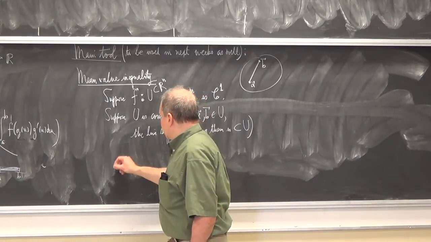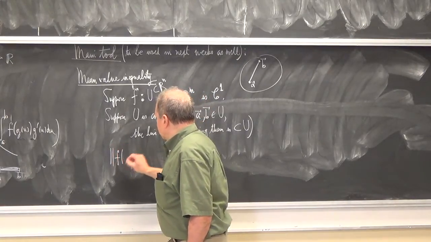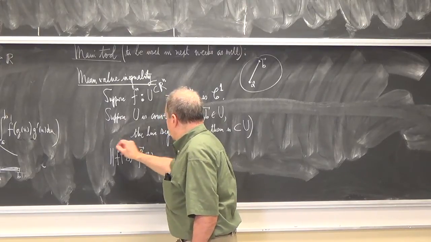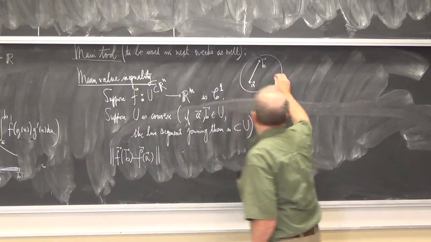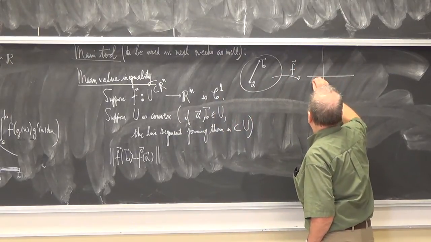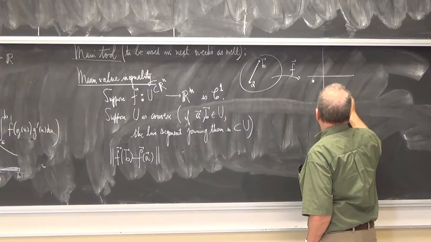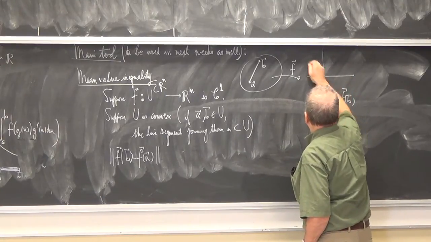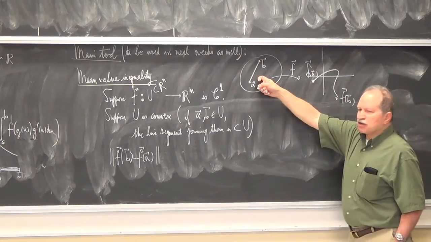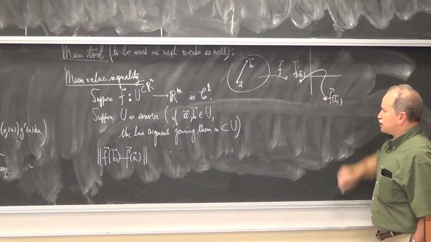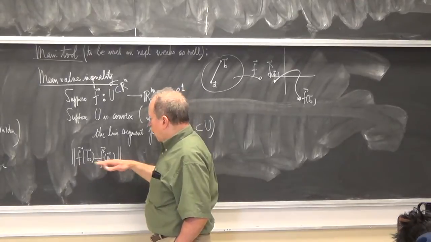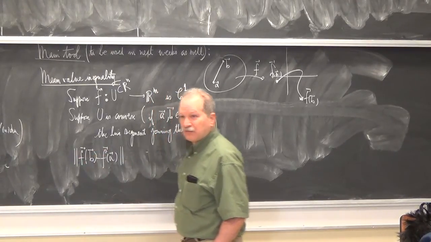So here's the statement. You want to estimate how much f changes when you compare it at A and at B. So this line segment joining A and B maps to some curve that joins f of A and f of B. And I want to estimate how far away from f of A could f of B be?